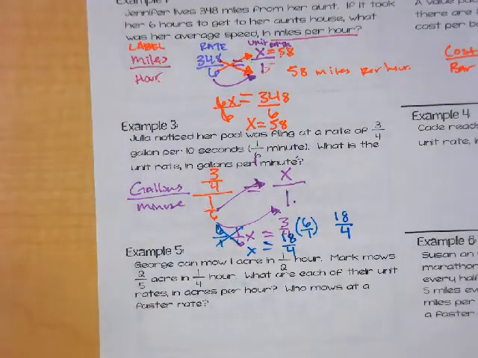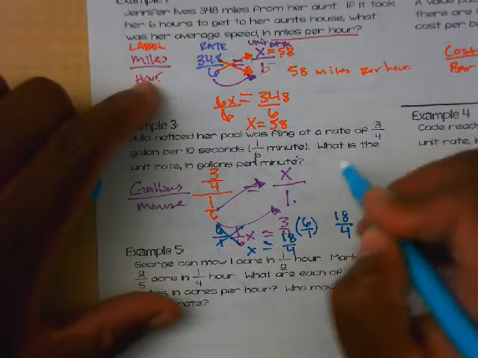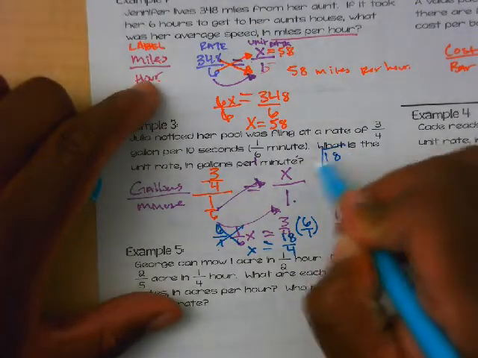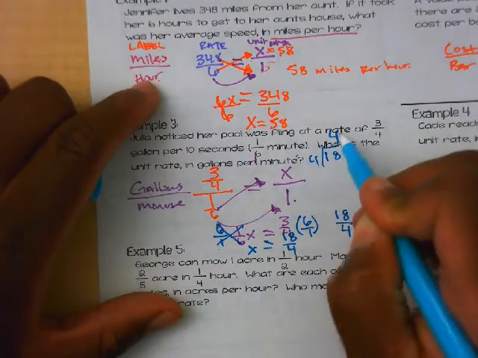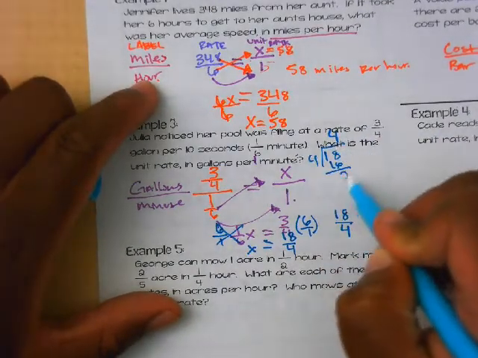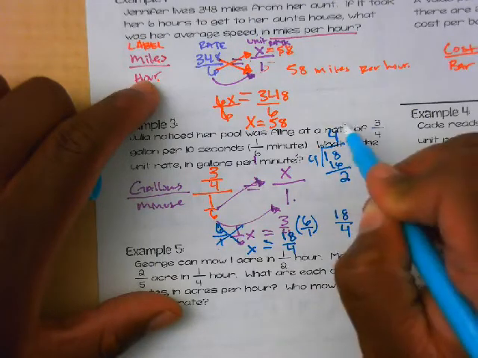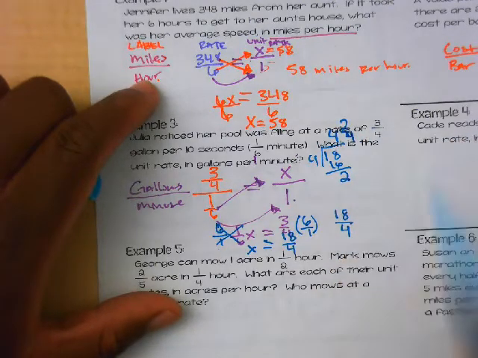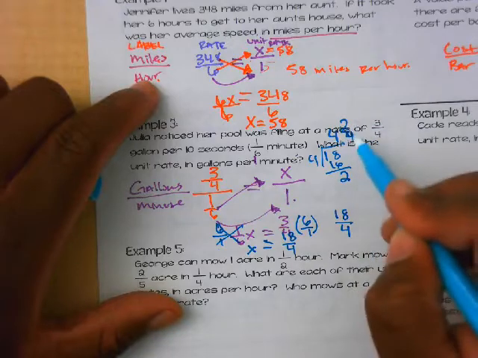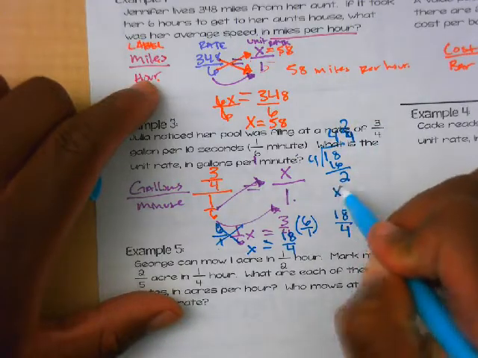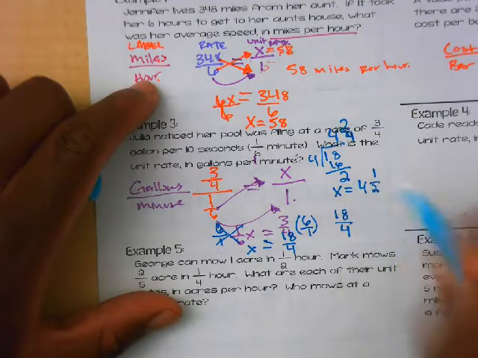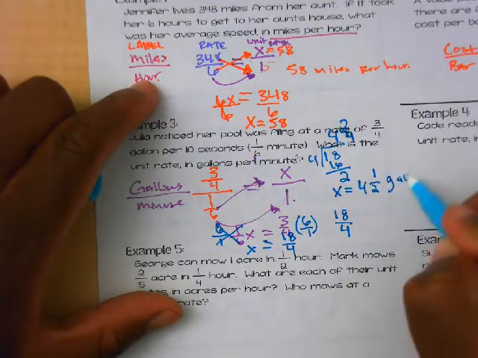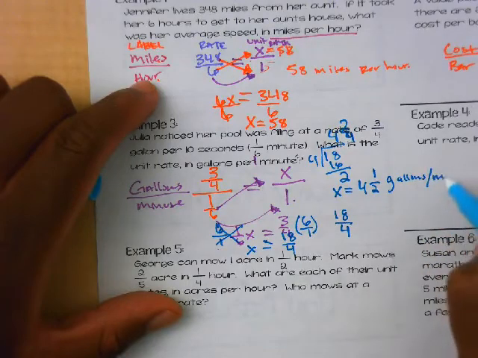But can I simplify that? I can't. That's an improper fraction. We're going to make it a mixed number. So we do 18 divided by 4. 4 goes into 18 4 times. 4 times 4 is 16. That leaves 2. We put the 2 over the 4. So 4 and 2/4. I can simplify this 2/4 to 1/2. So x is going to equal 4 and 1/2 gallons per minute.